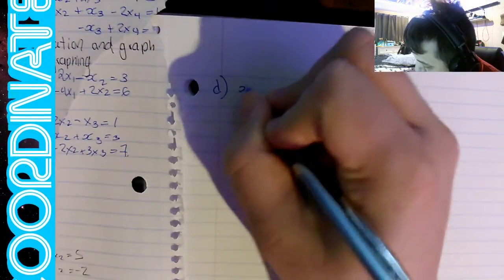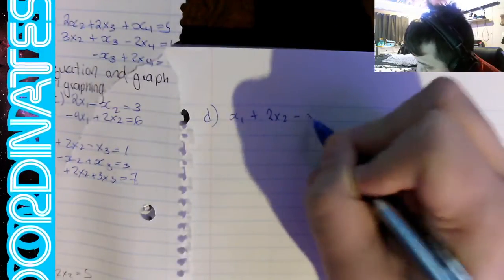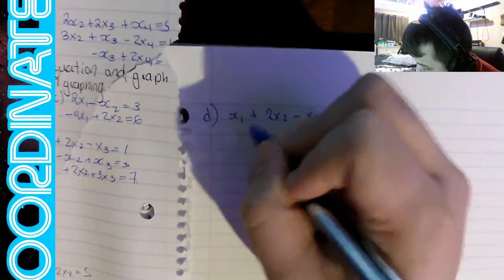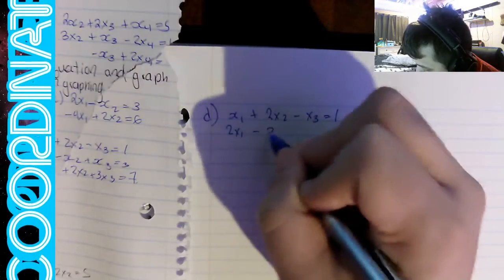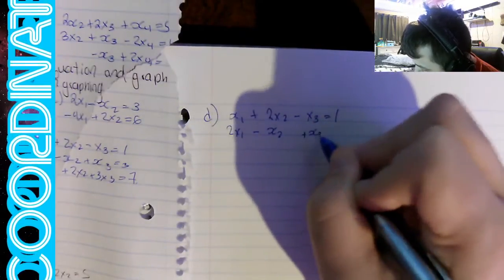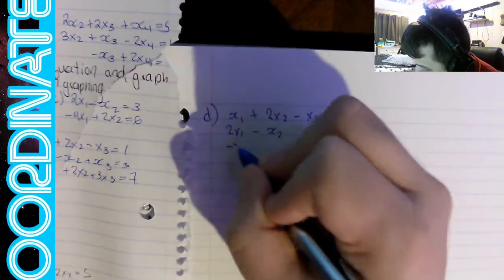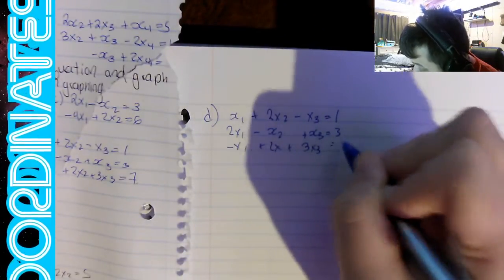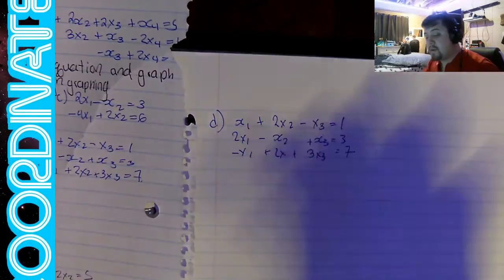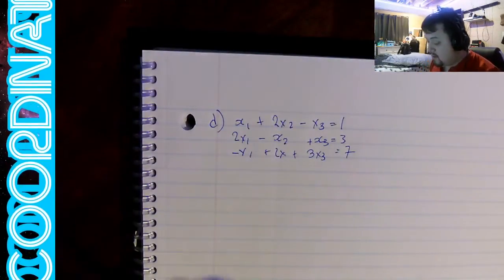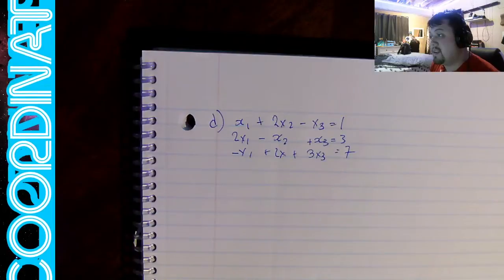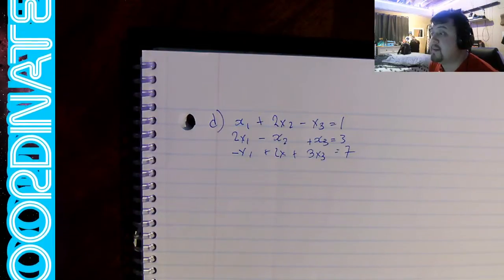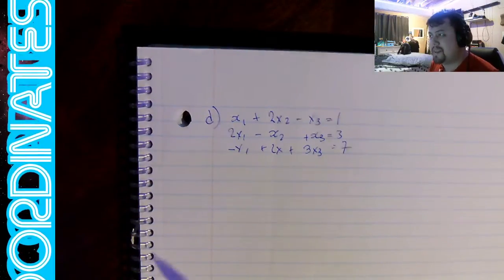So what we have here is x1 plus 2x2 minus x3 equaling 1. 2x1 minus x2 plus x3 equaling 3. Minus x1 plus 2x2 plus 3x3 equaling 7. That's a bigger one. That is a lot bigger than what we've just dealt with, and it's going to take a little bit longer, but hey, I think we're up to this, right?